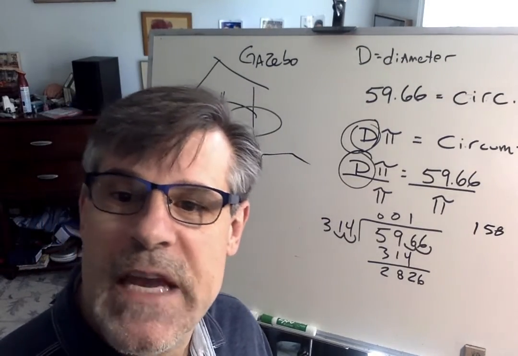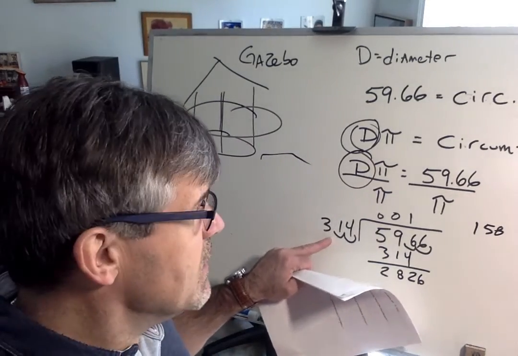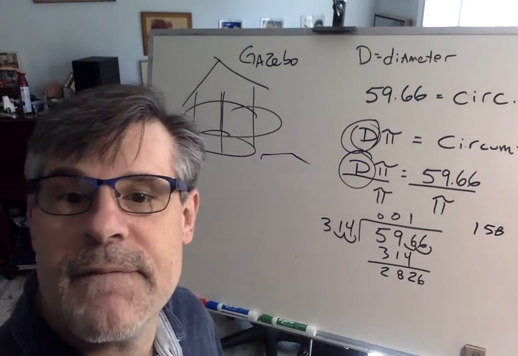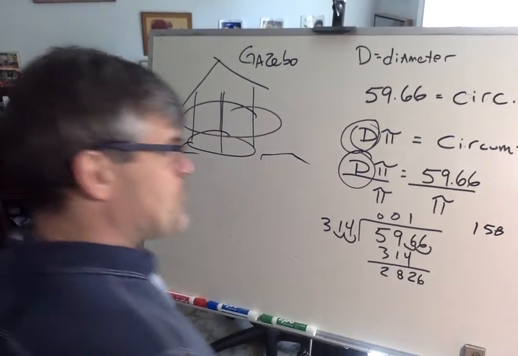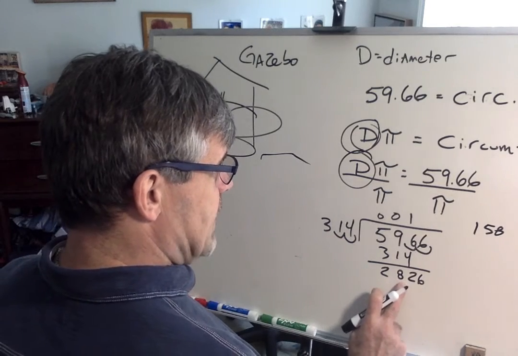Because, Tamel, if you're saying 158 times 314 is not going to give you a little under 6,000. All right? So, I know that 3 goes into 28.